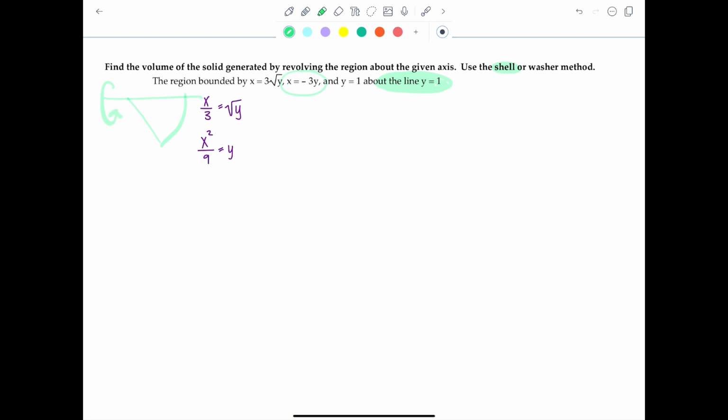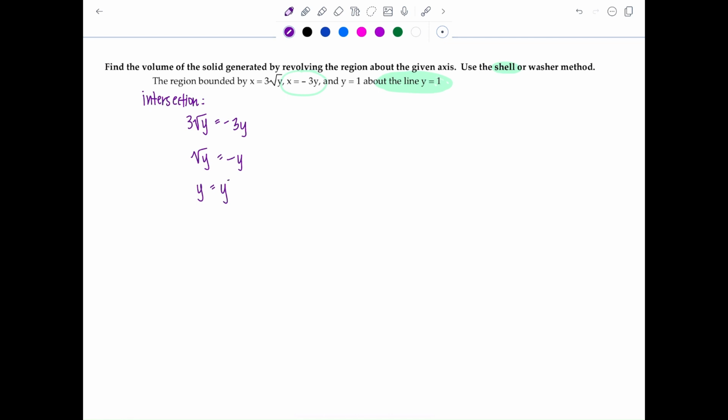Let's go ahead and find the intersection. That's the first thing. I'll erase this. That was just me getting prepped for what's to come. So 3 rad y equals -3y. This is me finding the intersection. Again, we've seen something similar. Divide by 3 on both sides. So we have rad y equals negative y. Square both sides, which means y equals y squared. So y squared minus y is 0. Factor out a y. And we get that they intersect at either y equals 0 or y equals 1.